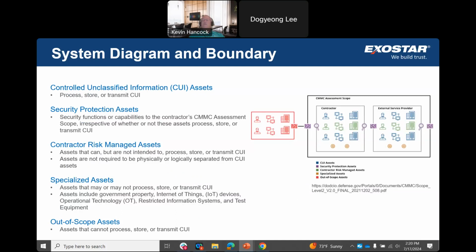There are various security protection assets: your firewalls, if you have an Active Directory, or you're utilizing Microsoft's Entra or Intune or something like that. Those things don't necessarily store, process, or transmit CUI, but they protect access to it, or they protect the endpoint where that information might be stored. Those things should be noted as well. If you are utilizing a contractor, make sure you include those things in your diagram.